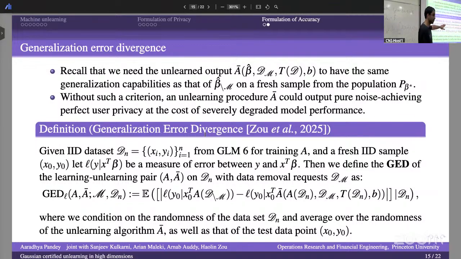At least this definition is clear. So this is ideal. This is our thing. I want this to go to 0. But this is just the definition. So these are the two things I demand on A bar. I want such an A bar that satisfies the privacy thing, and also satisfies that the generalization error divergence goes to 0. It's just a name, do not worry about the name. But basically, this is what it is.